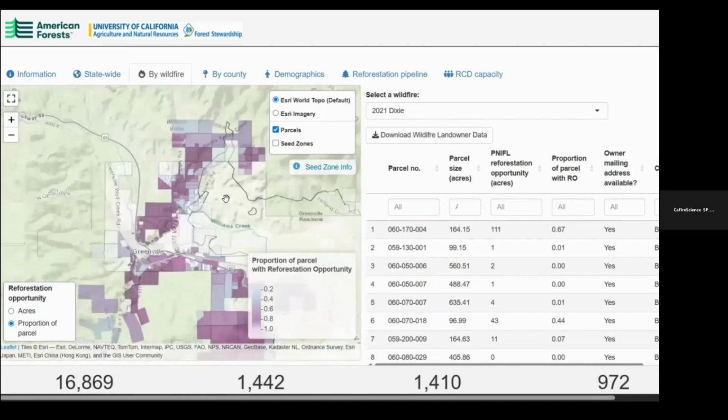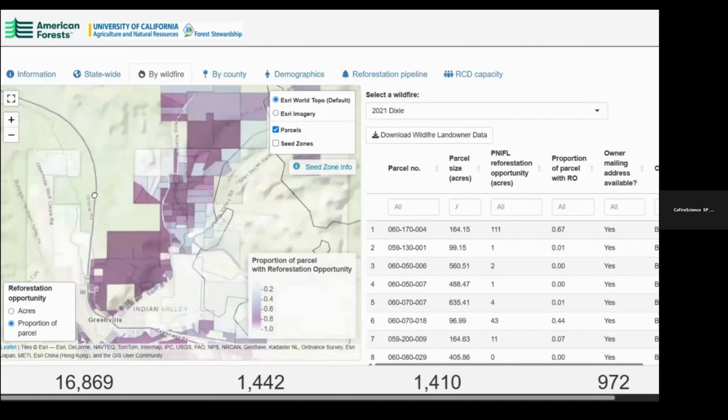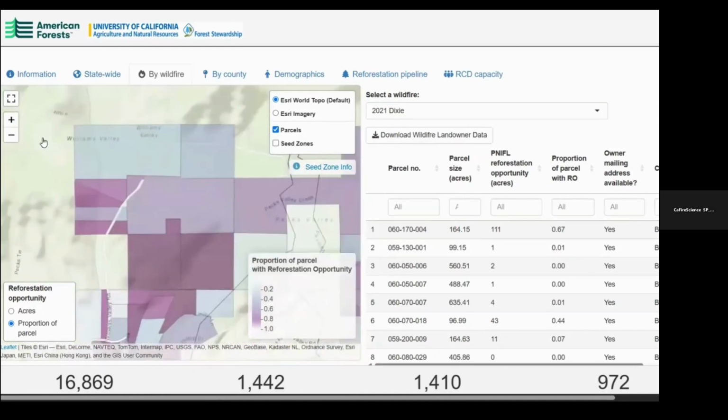For example, I can zoom in up here to parcels that we did work on. We did site prep, reforestation, herbicide, things like that. So I know this parcel and this parcel are ones that we worked on.